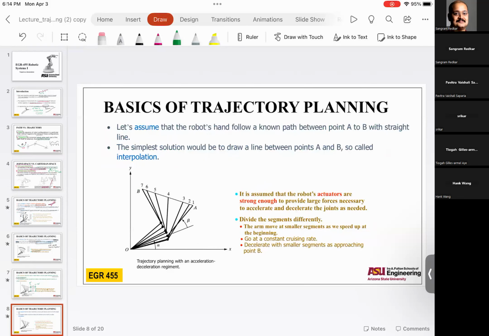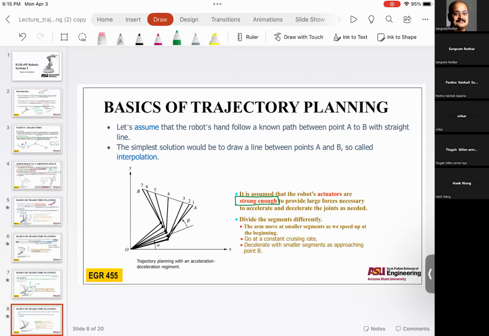So the next part is what we want to do: whenever we have some type of trajectory planning problem, we need to make sure the actuators or the motors are capable of driving the robot, or are strong enough to drive the robot through the required velocities and acceleration. Because if we specify a trajectory and the motor is not able to satisfy those trajectory requirements, either the robot will not perform or the motors or the actuators will burn out.